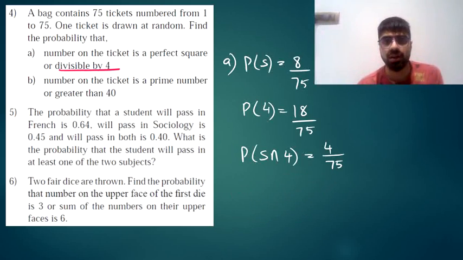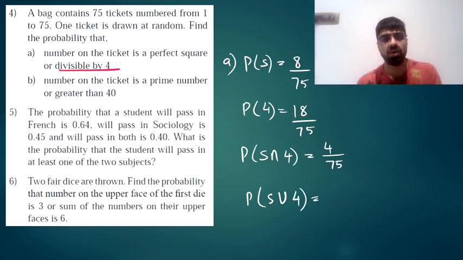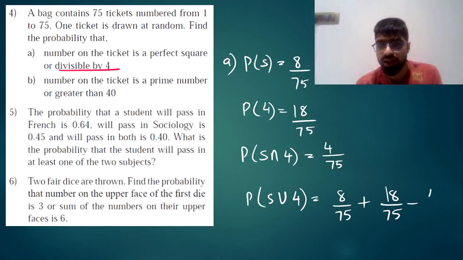And finally we answer their question, that is the probability that the number is either a perfect square or, meaning union, divisible by 4. So P of S union 4 will be P of S, which is 8 by 75, plus P of 4, which is 18 by 75, minus P of S intersection 4, which is 4 by 75. 8 and 18 make 26, minus 4 makes 22. So the final answer for that A part is 22 upon 75.